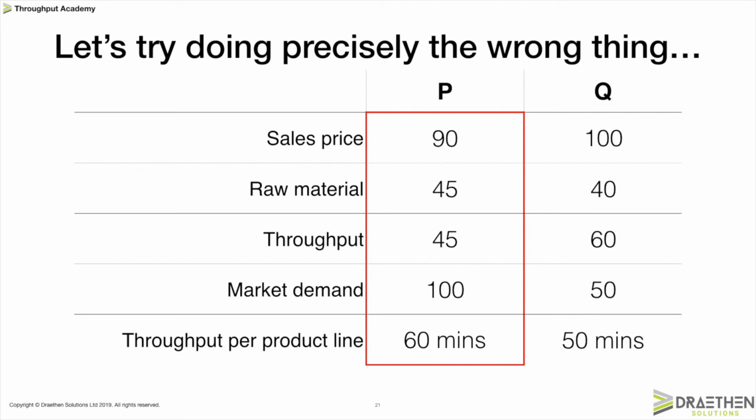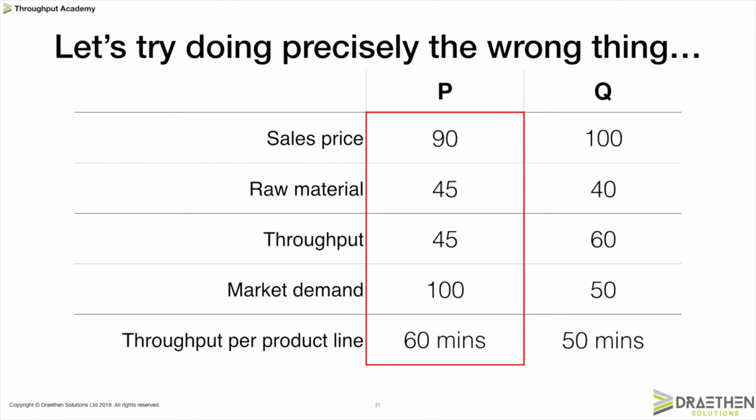So this time, let's be controversial. Instead of doing things by the book, let's rebel a little and do exactly the opposite of what we should be doing. Let's prioritise production of the product that has the lowest selling price, the highest raw material cost, the lowest throughput, and that requires the most direct labour. Exactly the wrong thing to do, but let's see what happens.